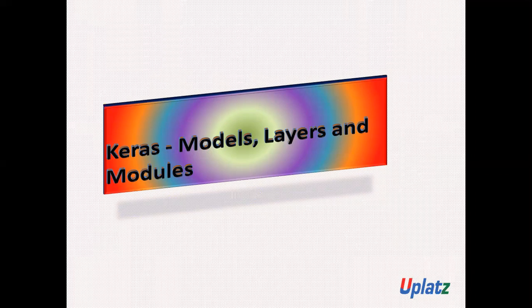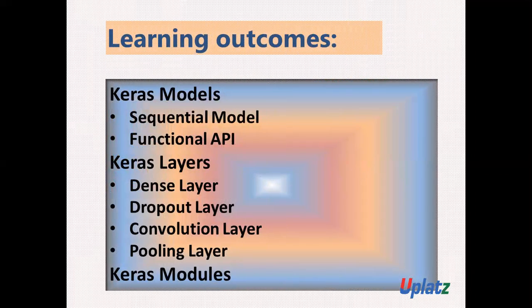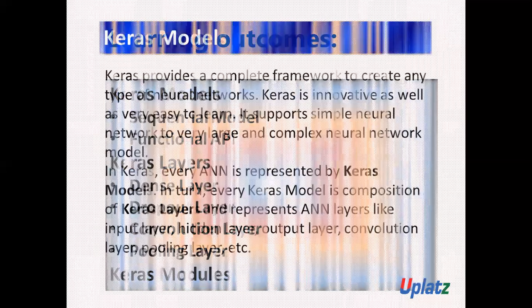So let's start with the first point. Let me show you what you are going to learn exactly in this session. The first thing, as I told you, you are going to learn the Keras models. Under the Keras models, you will first of all understand the sequential model, and then the functional API. Then you will learn the Keras layers. Under the Keras layers, you will understand the dense layer, dropout layer, convolution layer, and pooling layer. And finally, you will learn Keras modules. So let's start with the first point, Keras models.